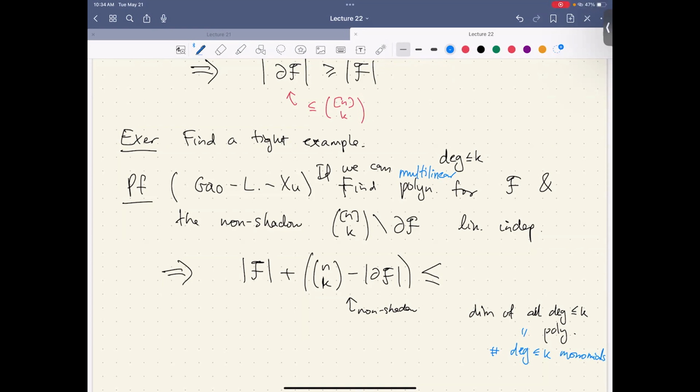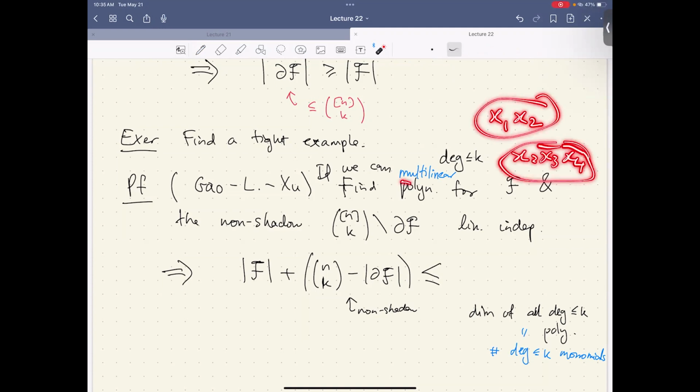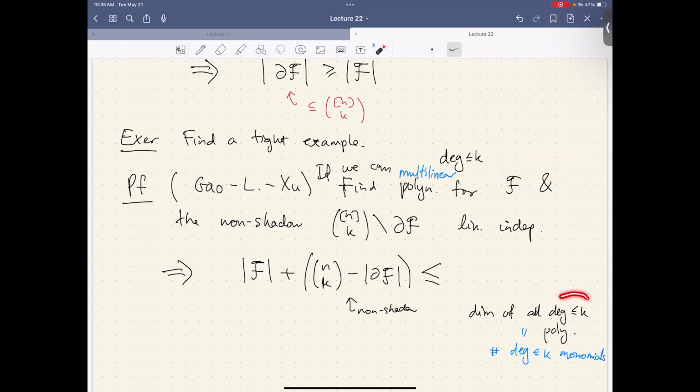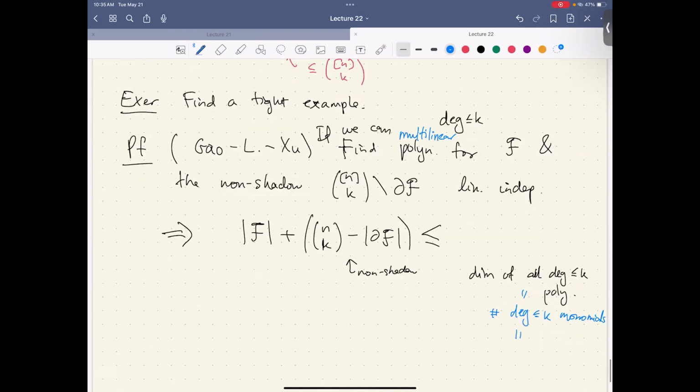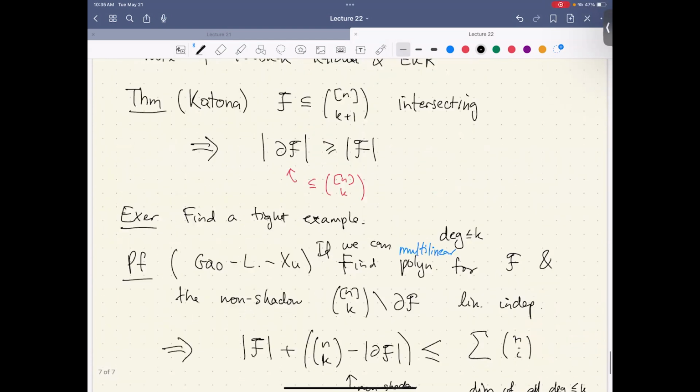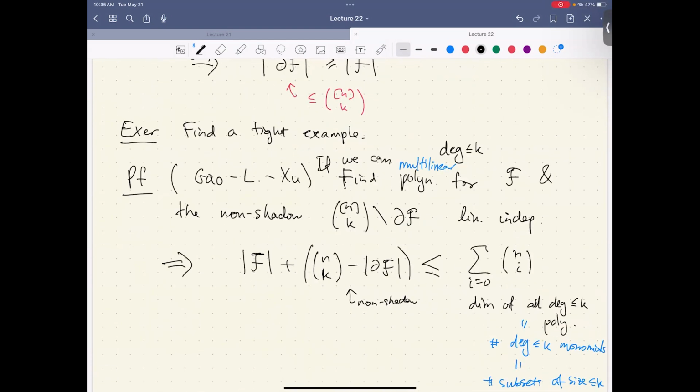Like x1, x2, this is degree 2; x2, x3, x4, this is degree 3. Because it's multilinear, the power is always 1. So all these monomials correspond to a subset of size at most k, which is the same as the number of subsets of size at most k. So that means this dimension is the sum of n choose i, you have n variables, i goes from 0 to k.